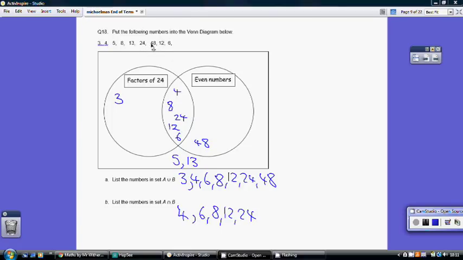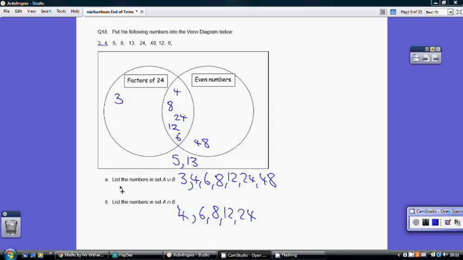Now 48 is a multiple of 24. It's not a factor of 24, so it does not go in this first football, but it is an even number, so that just goes in this part of the Venn diagram. Now 12 is both a factor and even, that goes in the middle, as does 6.